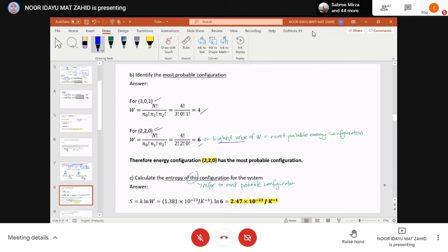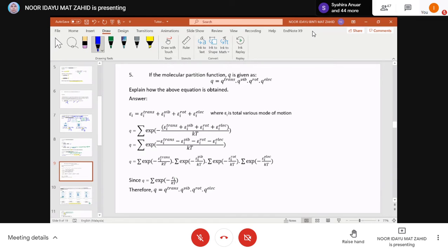Then calculate the entropy of this configuration for the system. Usually it will refer to the most probable energy configuration. So use the equation S equals k ln W. The final answer would be 2.47 times 10 to the power of negative 23 joule per Kelvin.